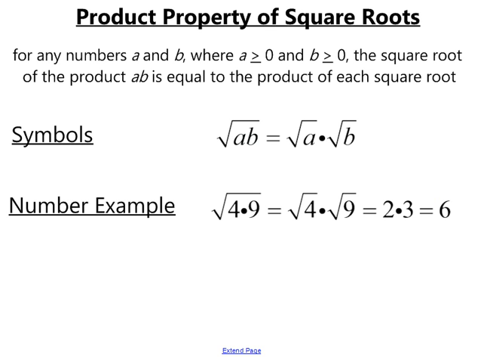Next, let's talk about the product property of square roots. For any numbers a and b where they're both greater than or equal to 0, if you take the square root of two numbers that are multiplied, that is the same as taking the square root of one number times the square root of the other number. So just an example, the square root of 4 times 9 is the same as taking the square root of 4 times the square root of 9, which is going to be 2 times 3, which ends up equaling 6.